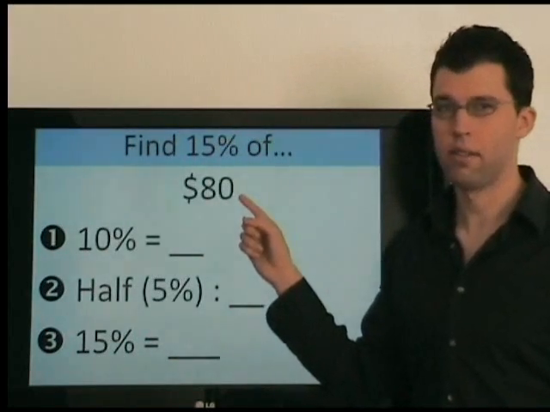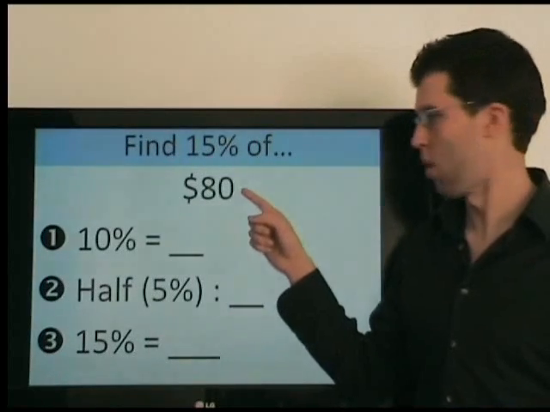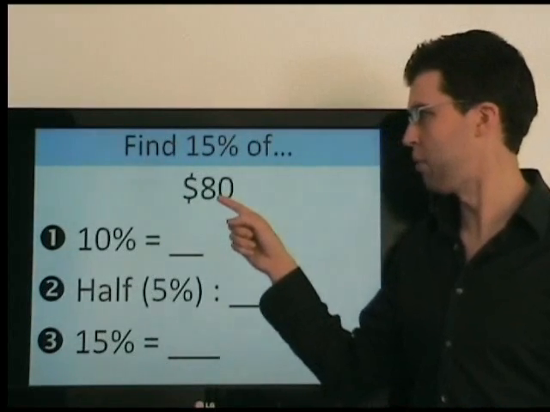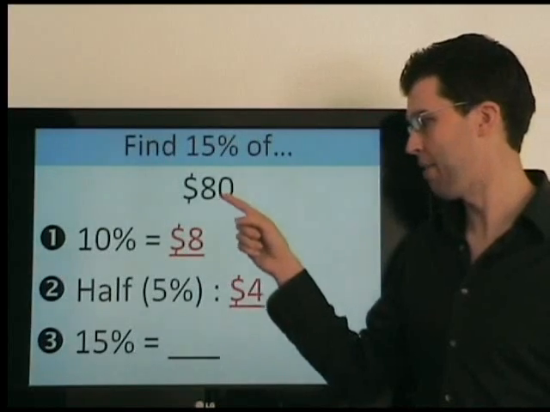Decimal point is here. 10% means we divide by 10. We move the decimal point one space to the left, which is 8. We add half and get 12.